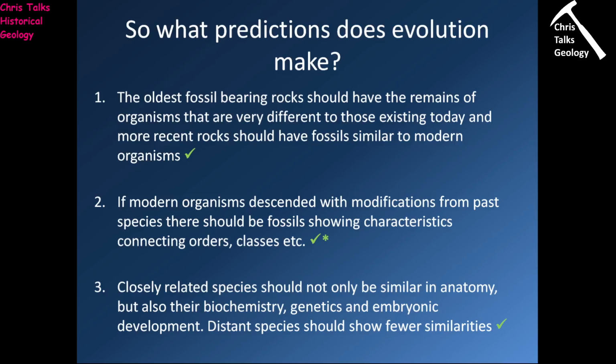Number 3. Closely related species should not only be similar in anatomy, but also in their biochemistry, genetics, and embryonic development. Distant species should show fewer similarities. That's true. So in the case of human beings, in terms of our anatomy, biochemistry, genetics and embryology, we should show very strong similarities to chimpanzees. We obviously do, but if we were to compare ourselves to animals like bears, we would have greater differences in our anatomy, biochemistry, genetics and embryonic development, which would suggest that we are more distantly related.